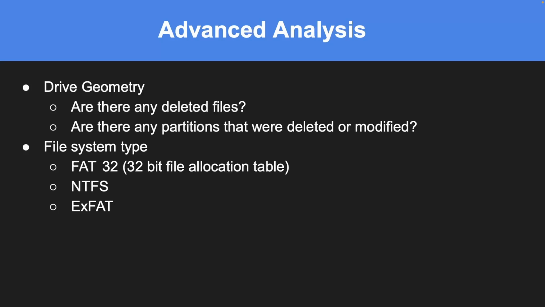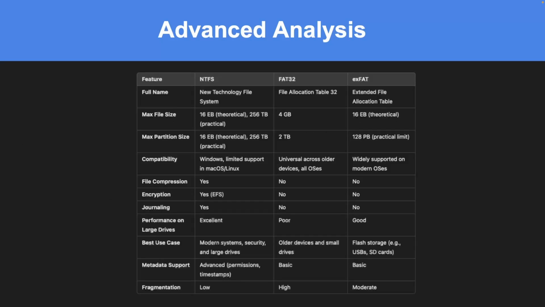Now, file system types can also differ. So we can have different file systems as well. FAT32, or the 32-bit file allocation table scheme file system type, can have very different properties from an NTFS or exFAT system. And we can see that in this table right here. We can see that FAT32 systems can hold much less data per partition and per file than all the other types of file systems.